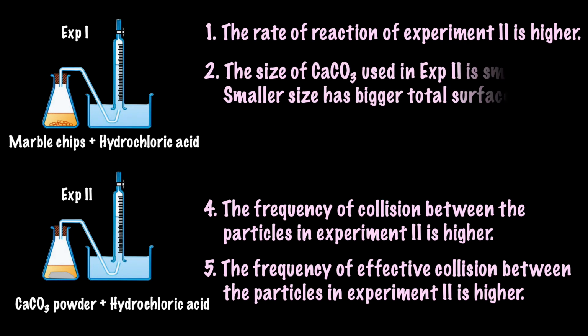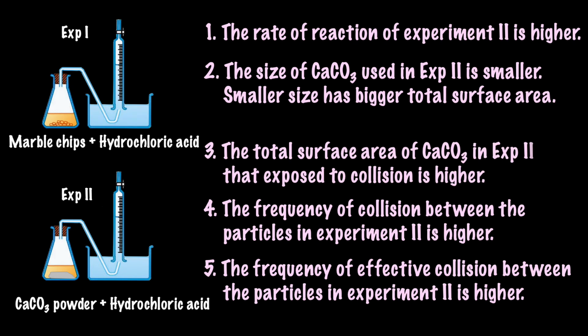The size of calcium carbonate used in experiment 2 is smaller. Smaller size has bigger total surface area. The total surface area of calcium carbonate in experiment 2 that is exposed to collision is higher.